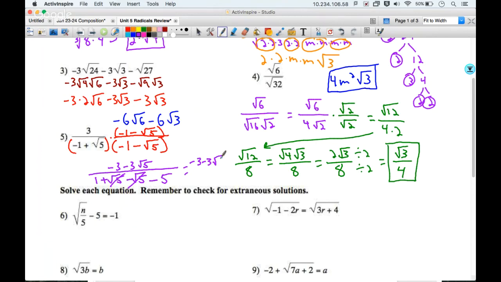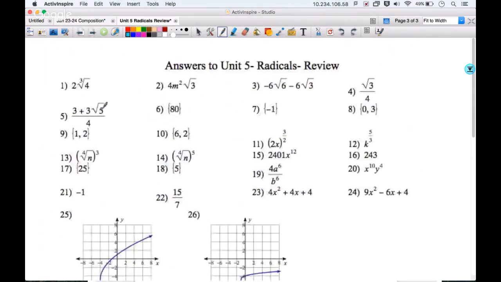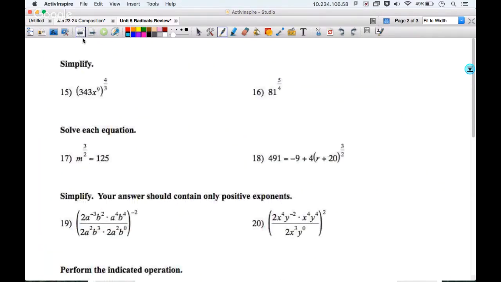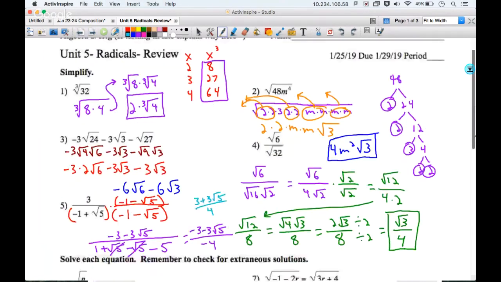Now what am I left with? Negative 3 minus 3 root 5 all over, well, what's 1 minus 5? Negative 4. I could make everything positive, divide the top and the bottom by negative 1. And I think that's probably what they did in the answer key. 3 plus 3 root 5 all over 4. That's my guess for number 5. 3 plus 3 root 5 all over 4. Very good.